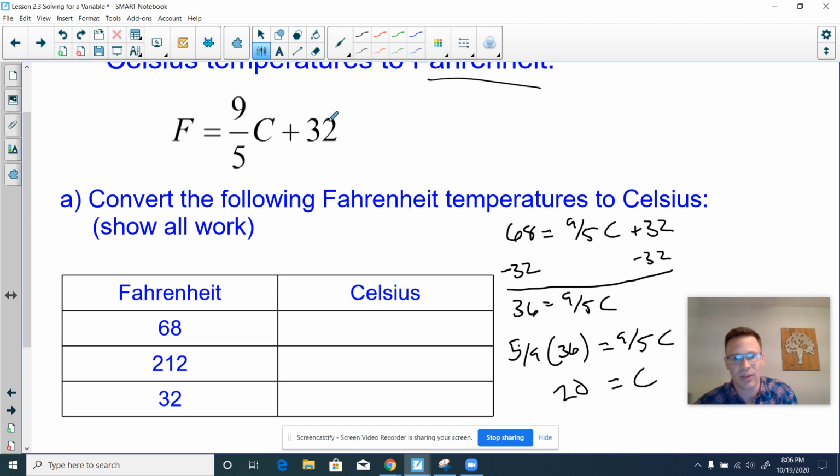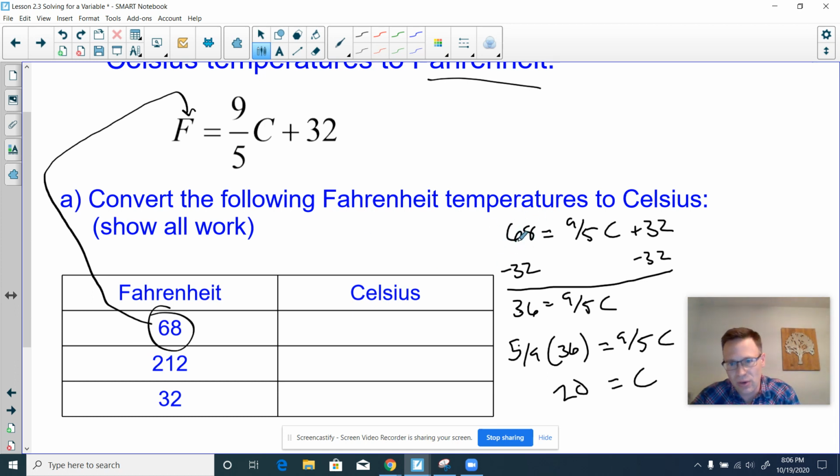And when we're done with that, we add 32 degrees and we get our Fahrenheit temperature. That's our conversion, okay? So to convert the following Fahrenheit temperatures to Celsius, show your work. So if I want to convert 68 degrees Fahrenheit to Celsius, that Fahrenheit goes right here. And then I need to solve for that, right? So I have an example here, right?